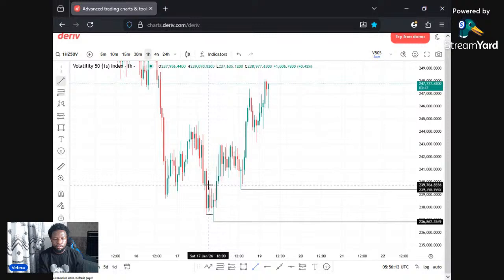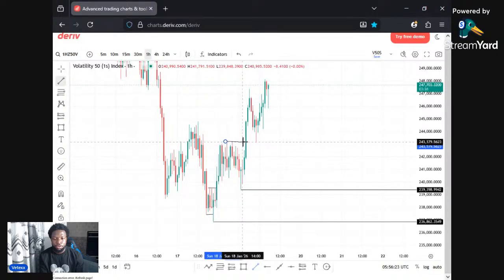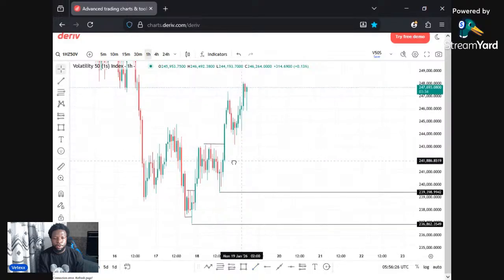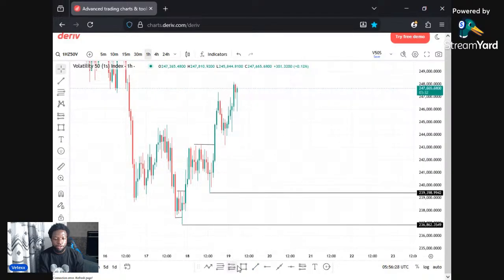And then we have this, our first break of structure. And this right here is our second break of structure. So we anticipate price to retrace back into this POI.